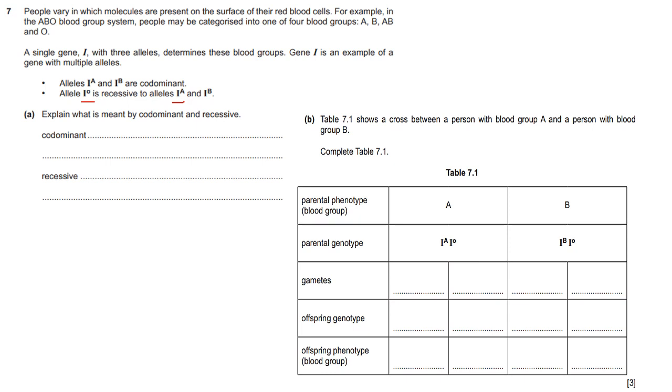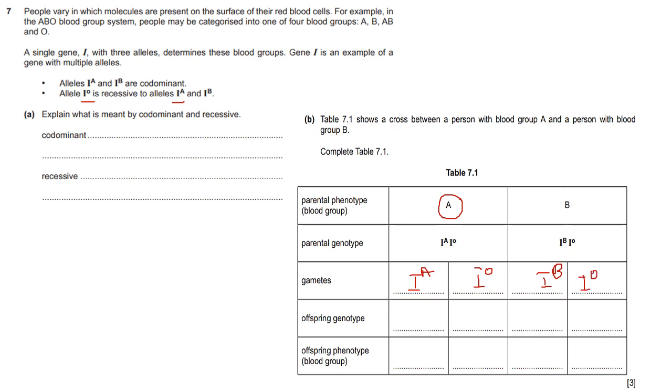Okay, table 7.1, let's fill this table in. It shows a cross between a person with blood group A and a person with blood group B. And then it says complete the table. This is nice and fun. So first things first, this is person A, they are blood group A, but their genotype is AO. Remember that O is recessive, so this person is heterozygous, okay? This is also a heterozygous person. They are BO, okay? The gametes in this case would be IA, okay, and IO. And over here it would be IB and IO.